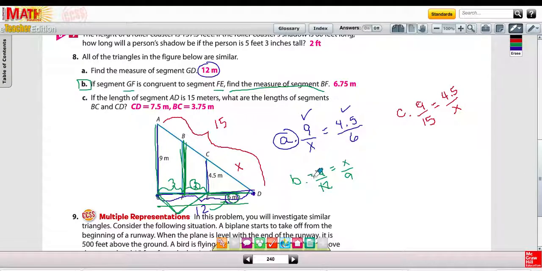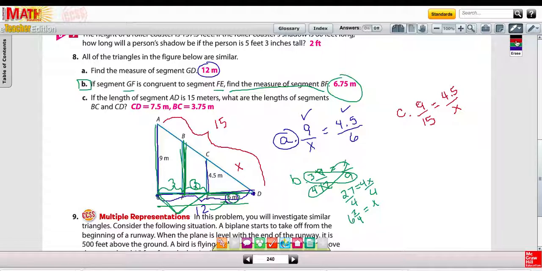Okay, we can do some canceling here. It'll just make the numbers a little bit easier to work with. 3 goes into 9 3 times, and 3 goes into 12 4 times. Cross multiply, 3 times 9 is 27, equals 4x, 4 times x. When we divide by 4, we get x equals 6 and 3/4, or 6.75.